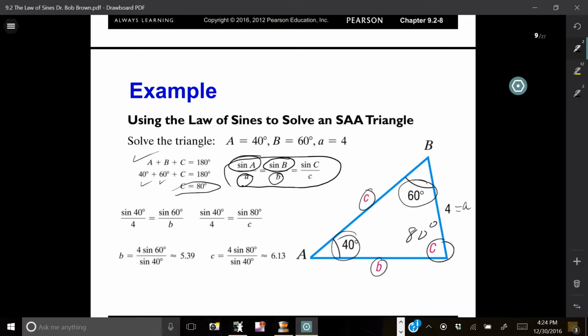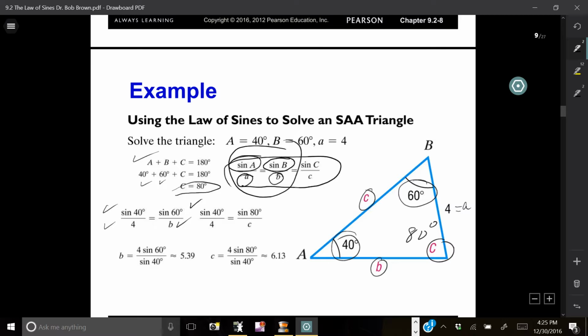So let's do this. Let's plug everything into the first two equations, and we get sine of 40 degrees over 4 is equal to sine of 60 degrees over b, which we want to find. And solving for b, cross multiplying, we see that b is going to be 4 sine of 60 degrees divided by sine of 40 degrees equals 5.39.